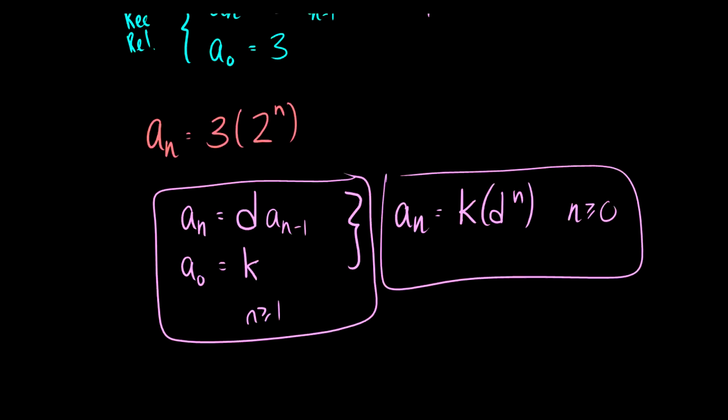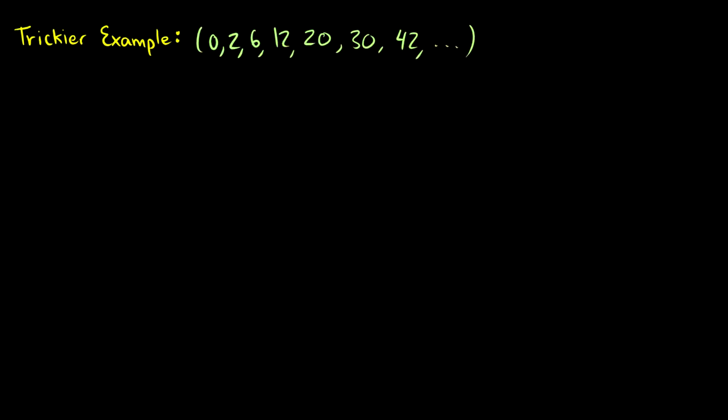So that's great, but what can happen is we can get some more tricky examples. So for instance, this sequence 0, 2, 6, 12, 20, 30, 42, I hope you can see the pattern just by looking at it. To get from the first to the second, we add 2. To get from the second to the third, we add 4, then plus 6, then plus 8, plus 10, so on and so forth.